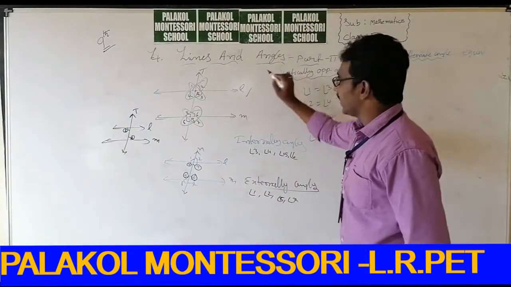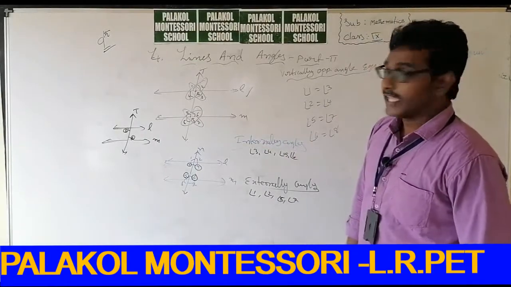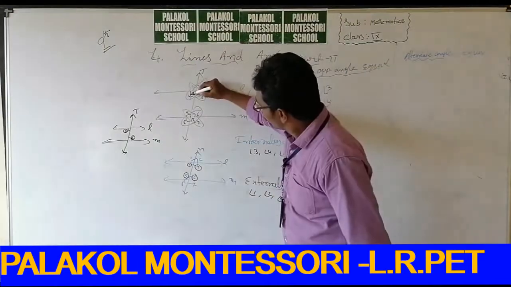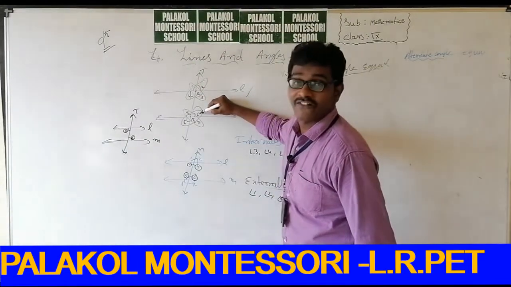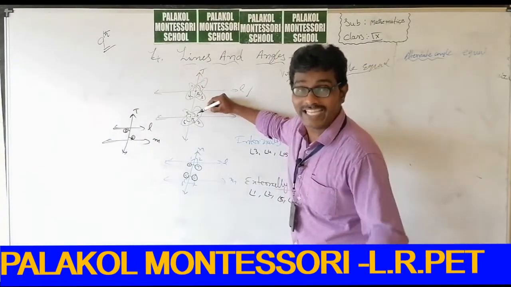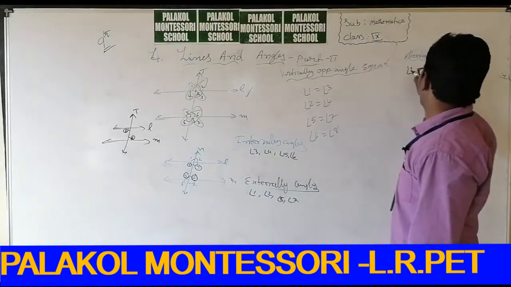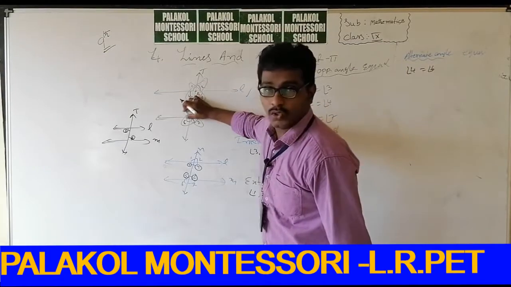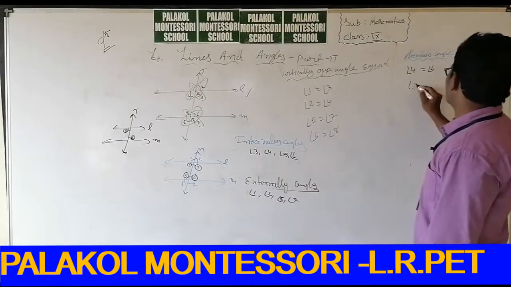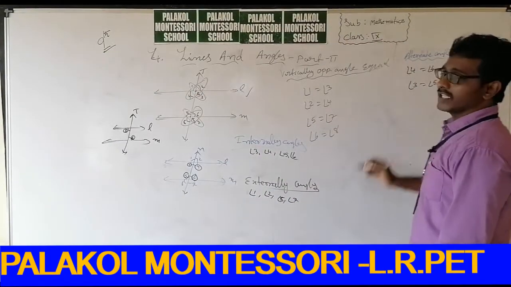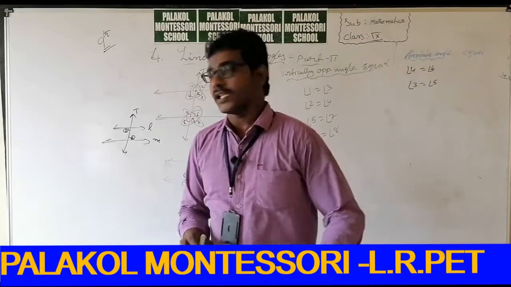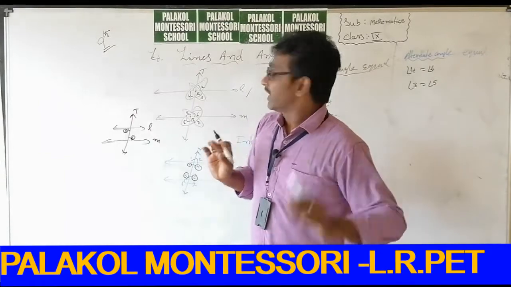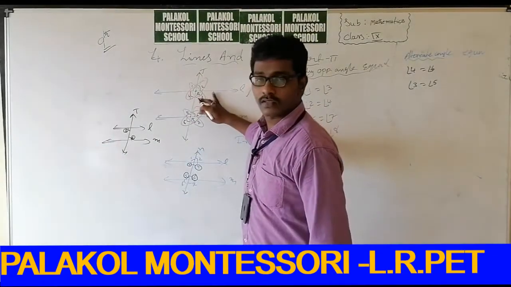Coming to the main diagram, in this complete main diagram, what are the alternate angles? Angle 4 and angle 6 are alternate interior angles. So angle 4 is equal to angle 6. On this side, angle 3 is equal to angle 5. These two are the alternate angles, not vertically opposite. Sorry, these two are the alternate angles.